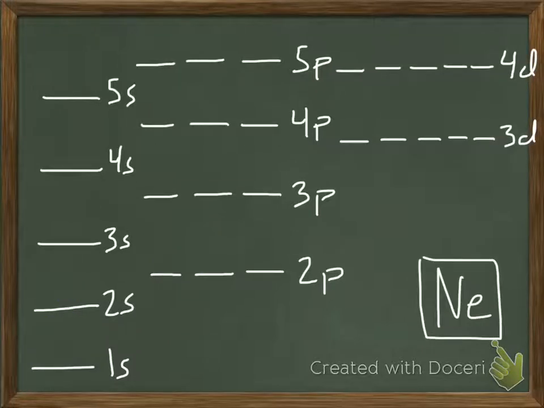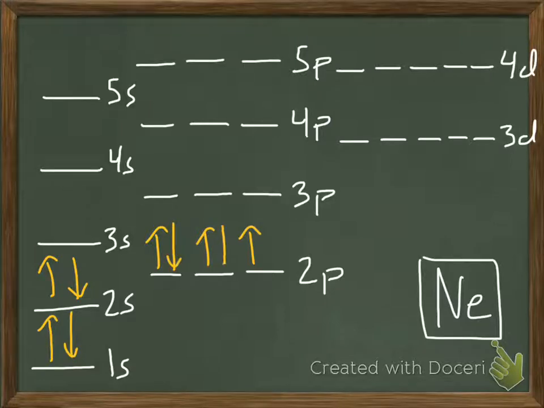Neon is next. Neon has 10, so we have 1, 2, 3, 4, 5, 6, 7. Now that I've filled it up, I can go back and start doubling up the electrons. Once it gets filled up, then you can sit next to somebody else. And that is 1, 2, 3, 4, 5, 6, 7, 8, 9, 10. So we're good.